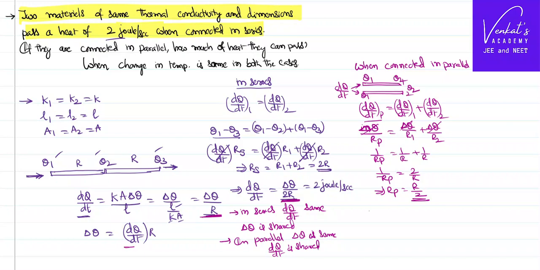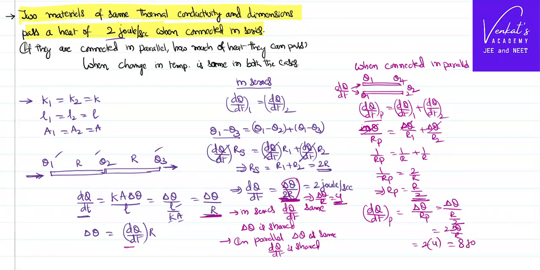Then, what is rate of heat flow is this question. dq by dt in parallel is equal to delta theta by R parallel has to be written. But R parallel equal to R by 2. What I got is delta theta by 2R equal to 2. From this, delta theta by R can be written by taking 2 to other side as 4 joules per second. So this is 2 into delta theta by R. That delta theta by R from the previous case is 4. So its value is 8 joules per second.